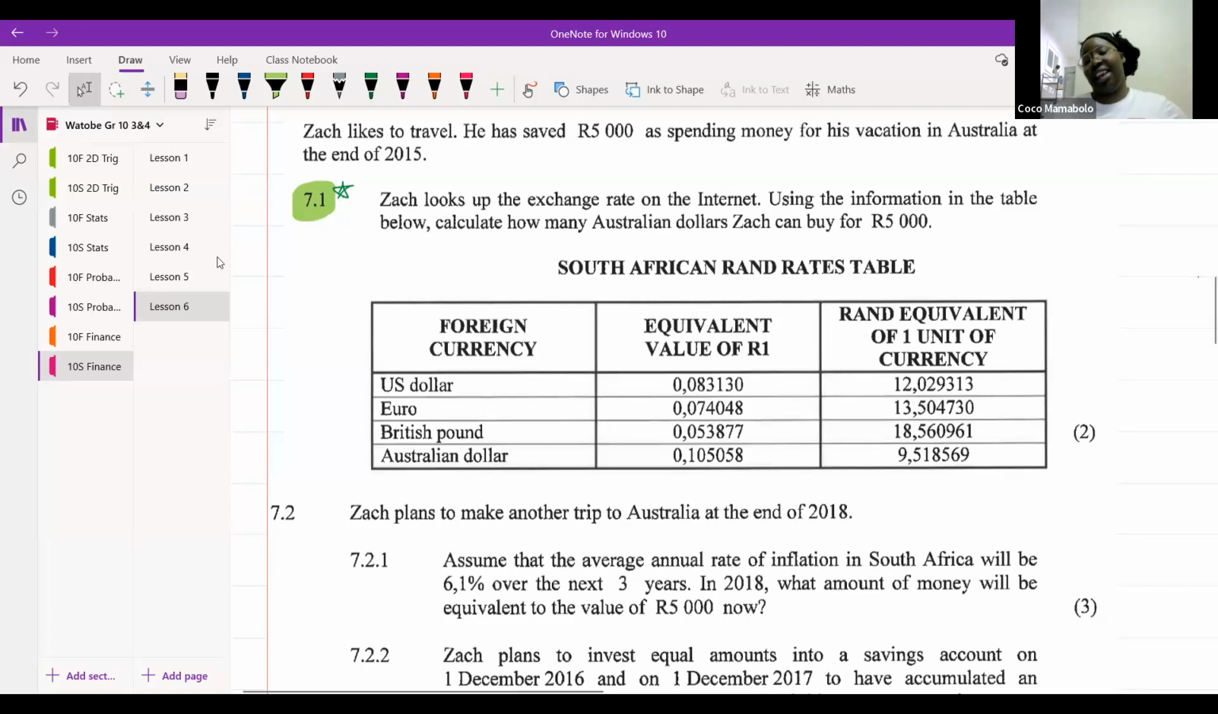Now, how are we traumatized? We are only doing question 7.1. It's not even that deep. It is not that deep at all, guys. Let's have a look at the question.